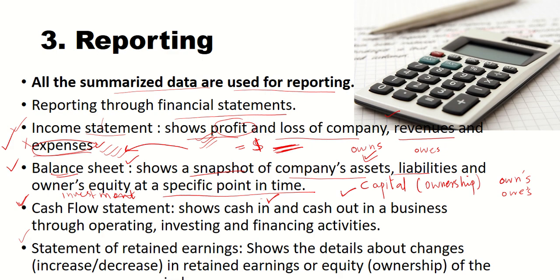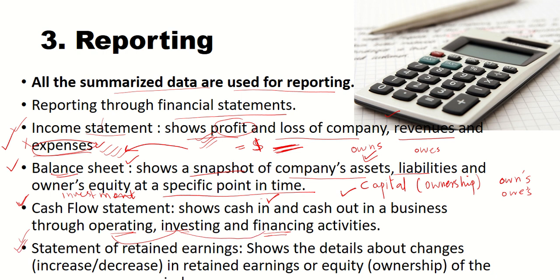So the cash flow statement tracks the movement of cash in the business through operating, investing, and financing activities. There are three kinds of activities in the cash flow statement, and the cash in and cash out is tracked in all of these three activities.